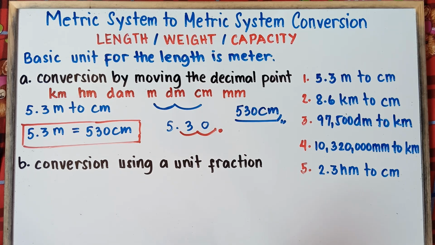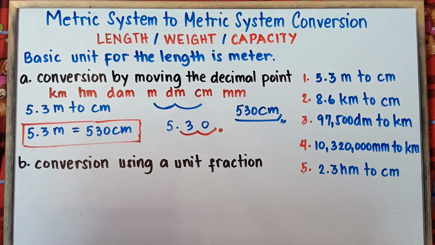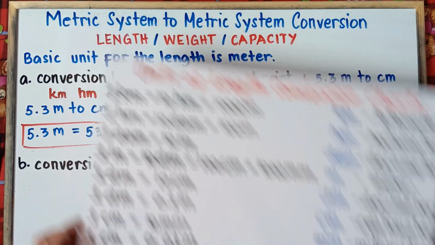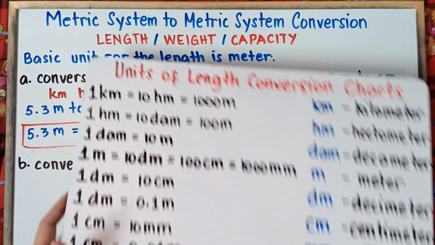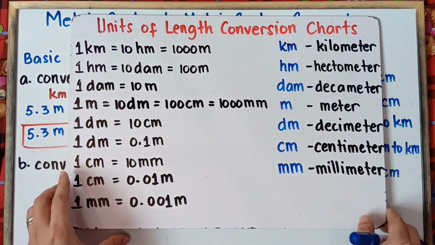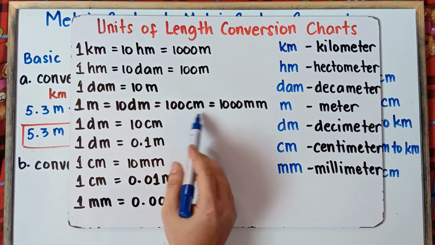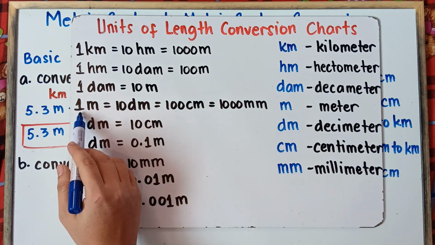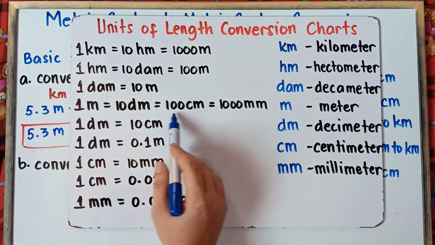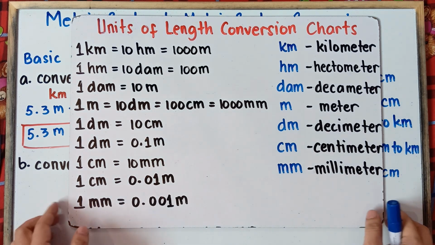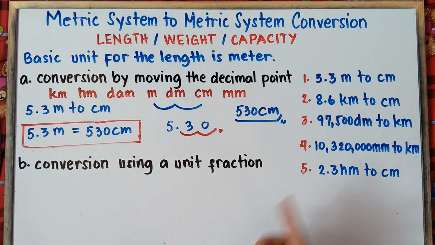So how about letter B, conversion using a unit fraction? For conversion using a unit fraction, you need to check the length conversion charts. Do we have meters to centimeters? Let's check. Yep, 1 meter is equivalent to 100 centimeters. So 1 meter is equivalent to 100 centimeters. Alright, let's do that.